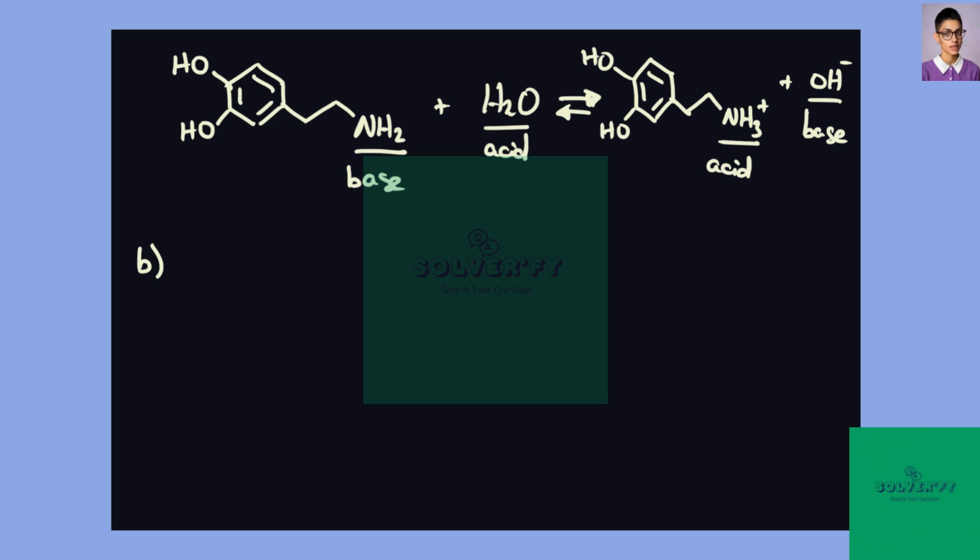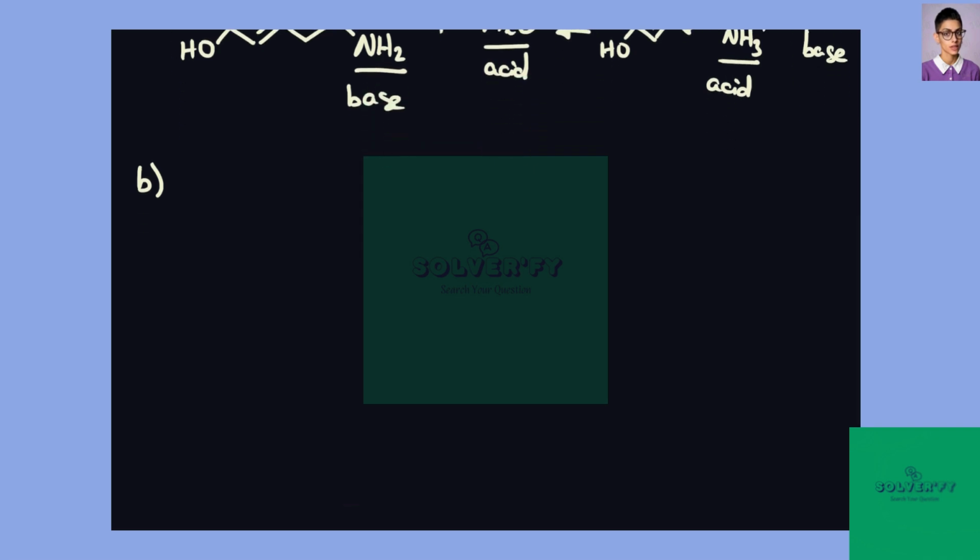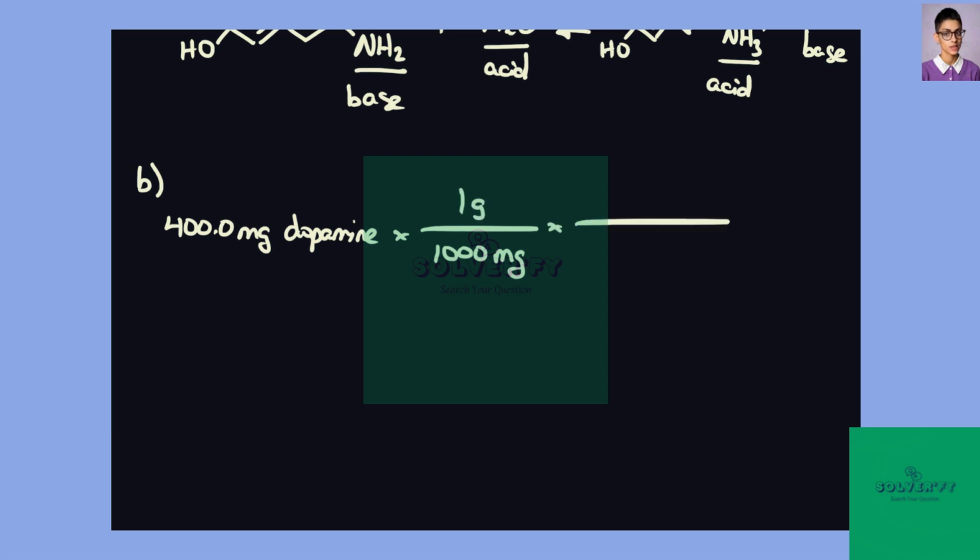For part B, we're told that if we take 400 milligrams of dopamine per 250 milliliters of solution, what is the concentration of dopamine in the IV bag in units of molarity? So let's first solve for the moles of dopamine. We have 400 milligrams of the dopamine. And so let's convert this to grams.